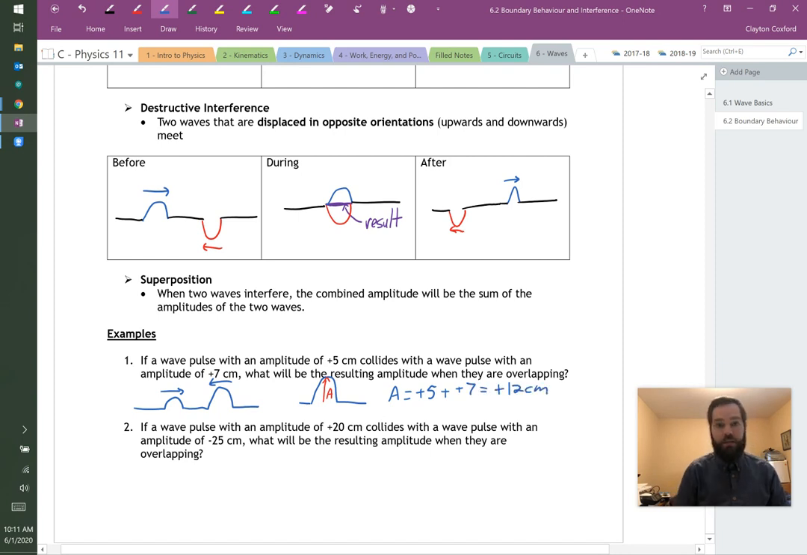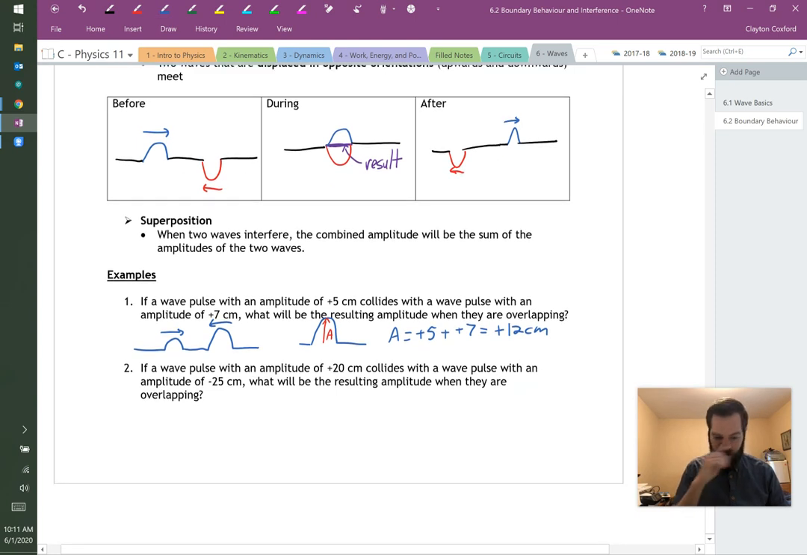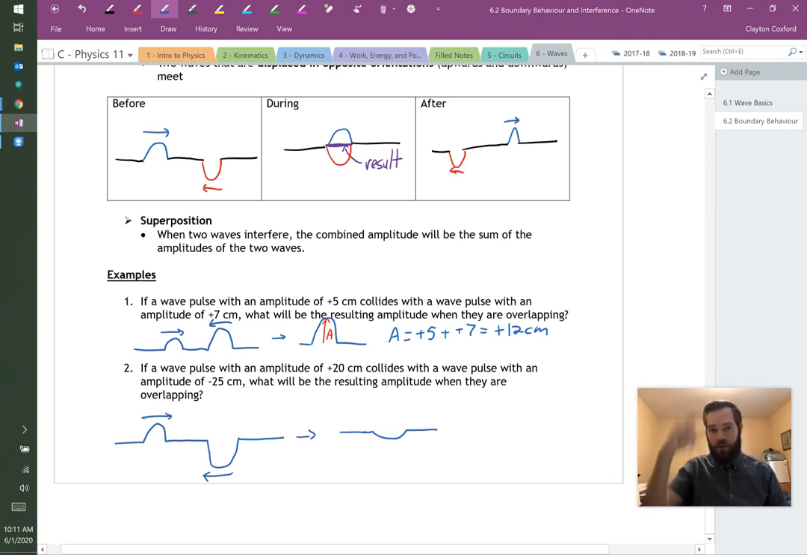positive 12 centimeter height. Whereas if we have a wave pulse with an amplitude of positive 20 centimeters, and it collides with a wave pulse with an amplitude of -25 centimeters, I'm over-exaggerating just to show the two heights. When they combine, we're going to end up with a wave height. There's more wave downwards, so we're going to have a really small amplitude here, and it's going to be negative. The amplitude is going to be +20 plus -25. We're going to have a -5 centimeter wave height. It's as simple as that.